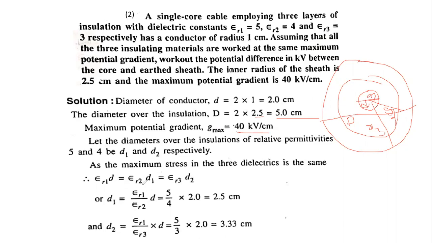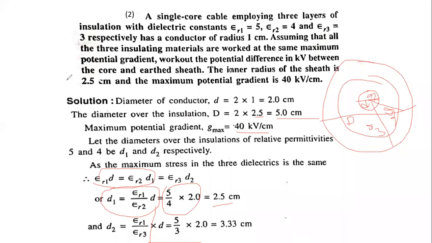Therefore, by using this relation, we are calculating the D1. When we compare these two relations, we obtain the D1. What is the D1? D1 is equal to epsilon R1 by epsilon R2 into D. That is equal to 5 by 4 into 2.0, which is equal to 2.5 centimeters.